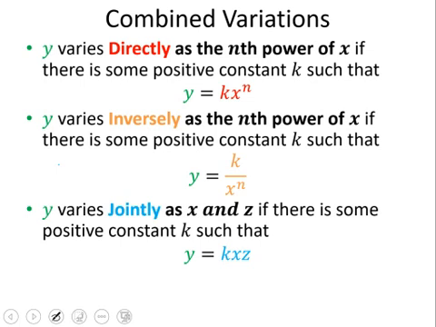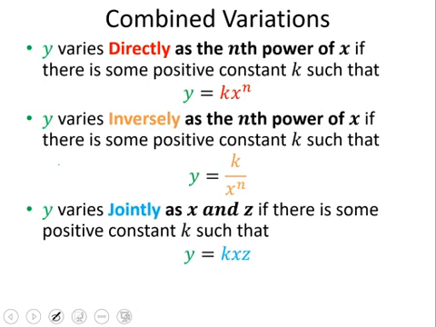Combined variations. So now combined variations is where you have multiple variations affecting a single problem. So instead of it not just being direct or not just inversely, you have something else. So it varies directly to the nth power. So the nth power is the key here. That means that your x is going to be taken to some sort of power. Okay, but the k is still constant. The k is never really changed. The k is always just k. You don't put like a 2 in front of it, or you don't square it or anything, because the k is always constant.